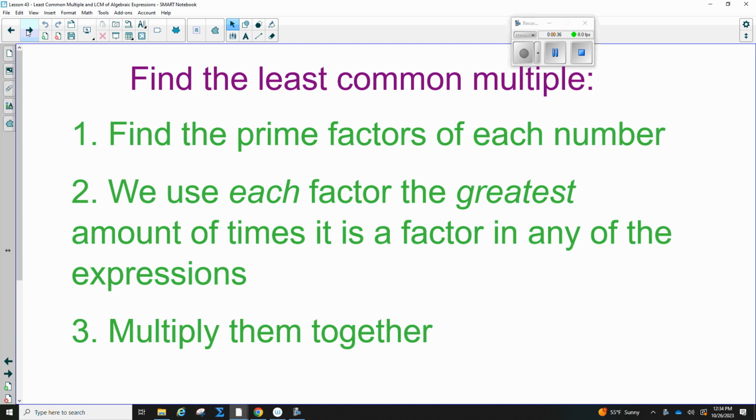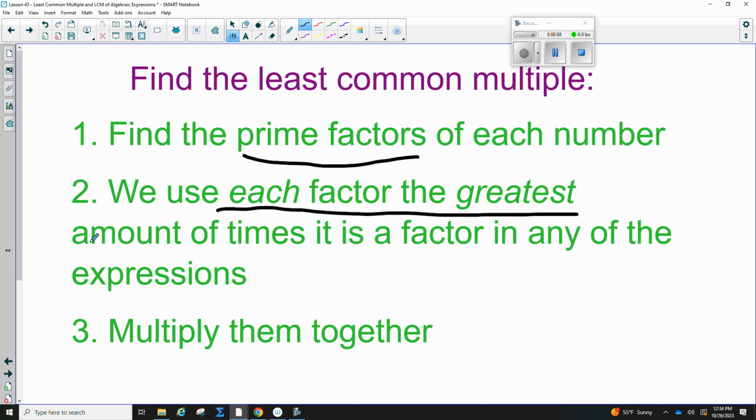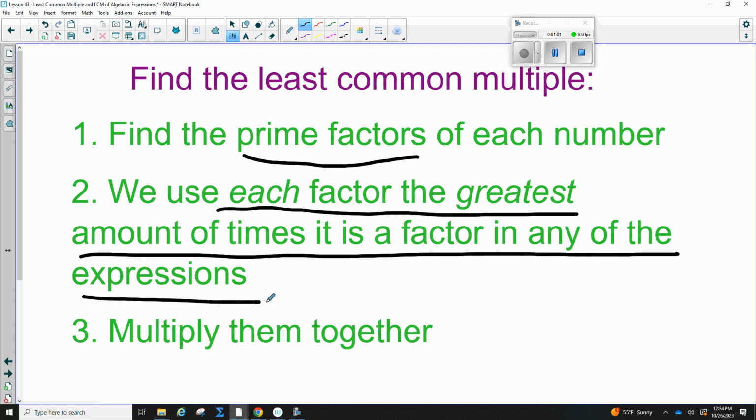So one way to do this, and I would write this down: to find the LCM, least common multiple, find the prime factors. First you're going to do prime factors for all the numbers, where you do upside down division. Then you use each factor the greatest amount of times it is a factor in any of the expressions. So you see which one of those numbers has the most 2's, and that's how many 2's you need. Which one has the most 3's, that's how many 3's you need. Which one has the most 5's, that's how many 5's you need. And then 7's, then 11's. And then you multiply them together to get your number.